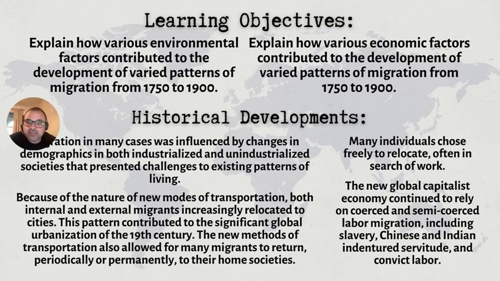Your learning objectives in this section: we're going to talk about two kinds of factors that lead to various patterns of migration in this period from 1750 to 1900. So we'll talk about environmental factors that contributed to the development of those patterns of migration. And then you'll notice the second learning objective is to talk about the economic factors. So we'll talk about migration being influenced by changes in demographics, industrialized and unindustrialized societies, etc. People choosing to relocate for work, the new global capitalist economy.